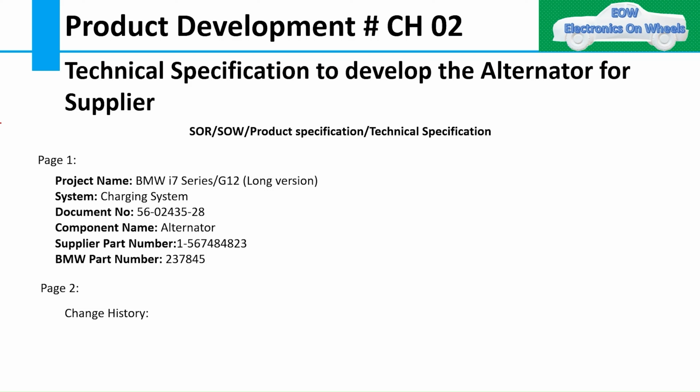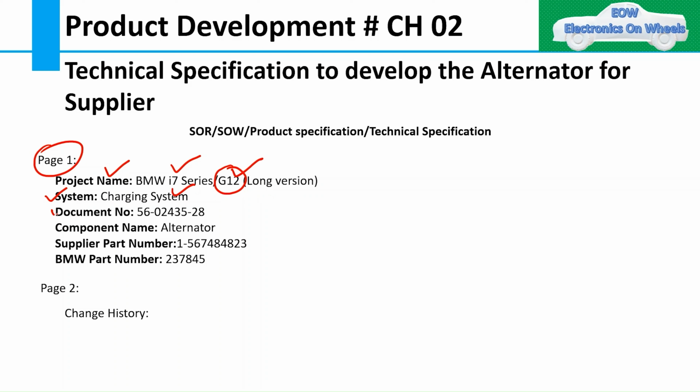So the first page is where we write about the project name. Suppose, as one random example, that you are working on BMW and the BMW i7 series. We write the code of that particular project. These are generally confidential codes and you will get them only in the OEM. Then you have the system which you are going to develop. Suppose in alternator, the alternator comes in the charging system, so this is the name of the system.